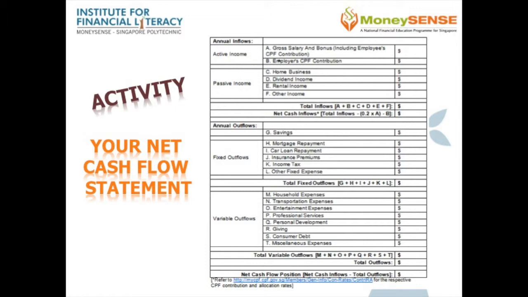What is an example of an active income? An active income is income that you receive that you have to work for. For instance, you work for a company itself and the company pays you a salary. And that is an example of an active income.